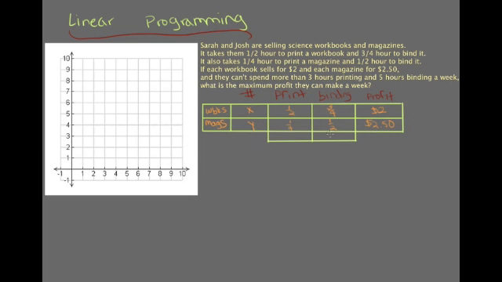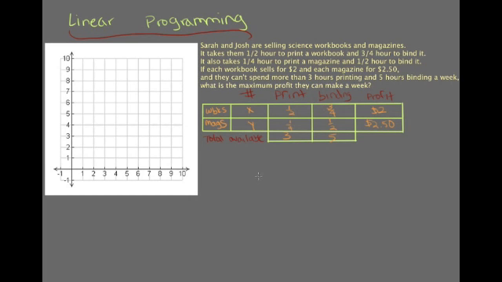And these last two boxes here are our total resources available. So I'm going to label total available. And for printing, it says we can't spend more than 3 hours. So 3 hours is our maximum. And 5 hours binding, so 5 hours is our maximum. So now that we have that, let's make our inequalities.